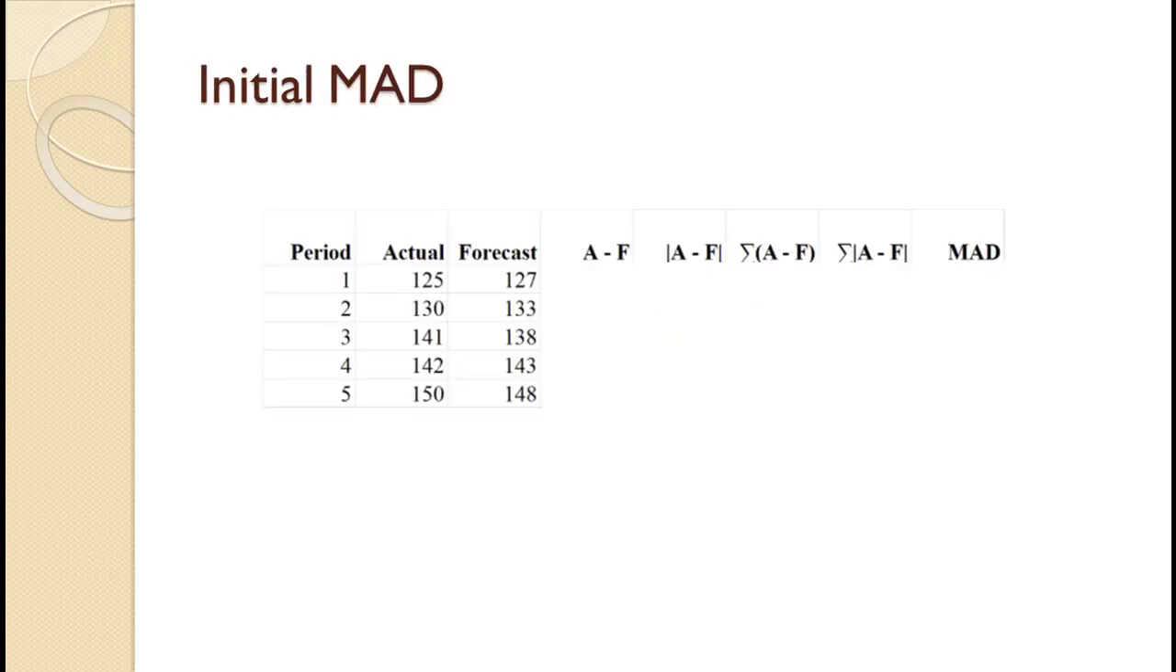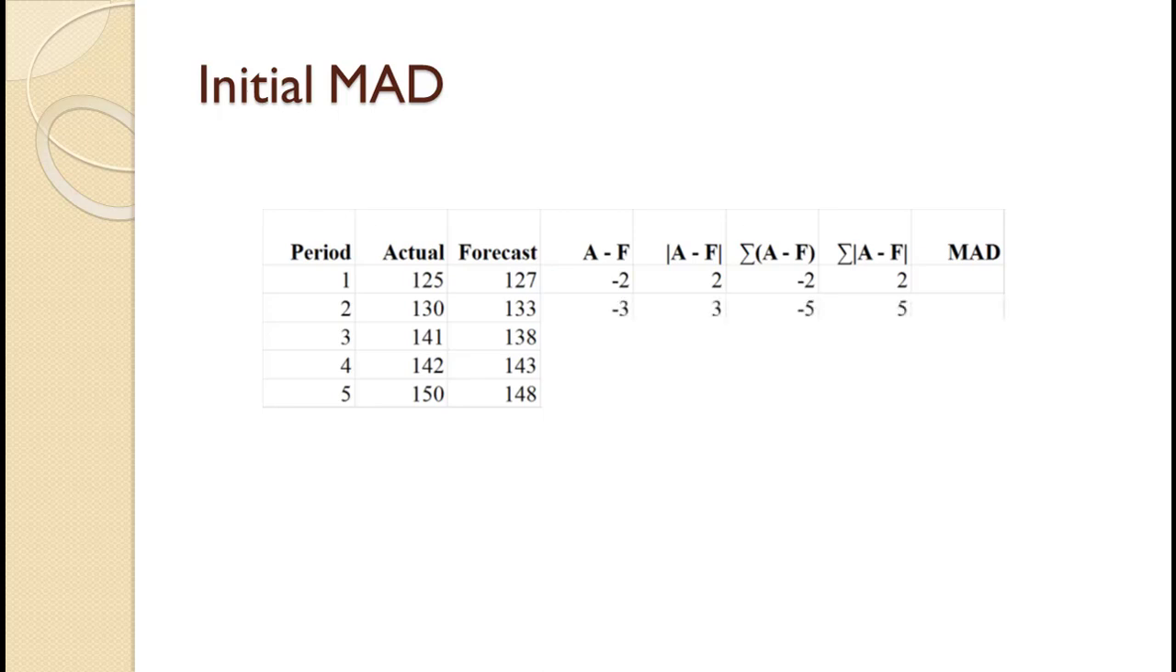We will begin by calculating the MAD for period 5 almost like we did in the Measures of Forecast Error tutorial. The only difference is we will add one additional column to the calculations, the cumulative error term. We will need that later for the tracking signal. For period 1, the actual of 125 minus the forecast of 127 equals -2. The absolute value is 2. For the first period only, the cumulative totals equal these values.